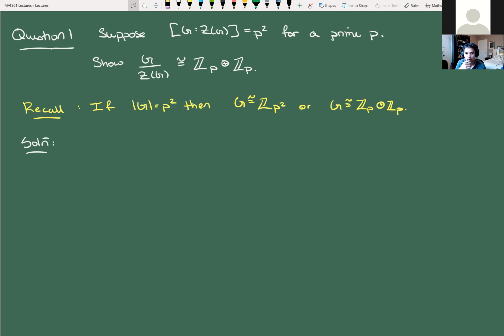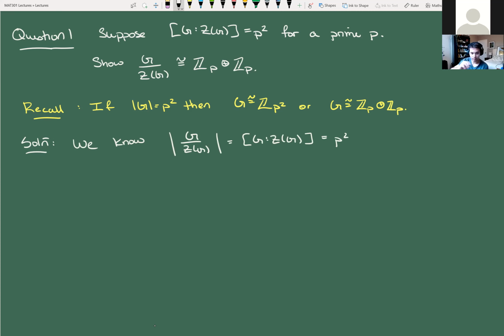So we're told about the index, right? And the index is the same thing as the order of the quotient. We know that the center is normal in G as well, so we can take the quotient and that's not an issue. So we know that the order of G mod Z(G), that by definition is the index of the center in G, right? That's equal to p squared.